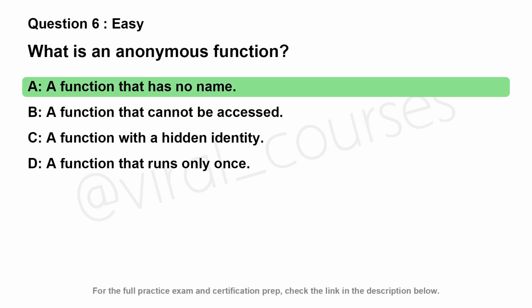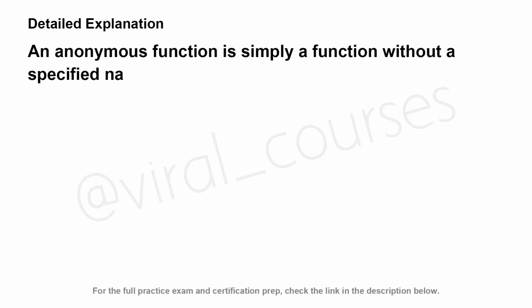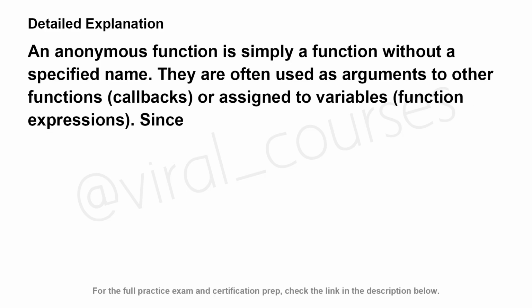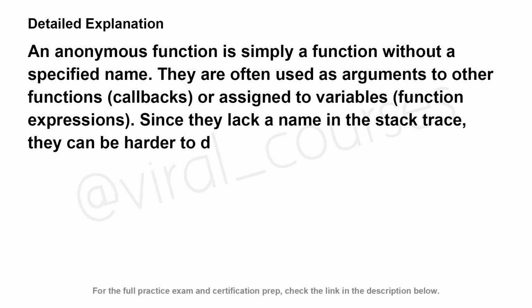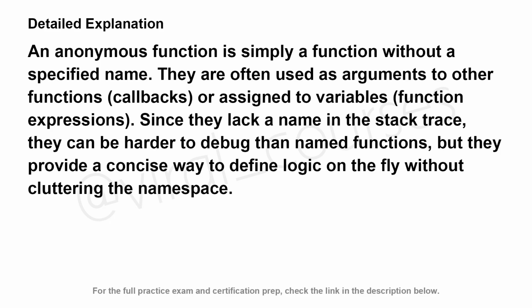The correct answer is A. An anonymous function is simply a function without a specified name. They are often used as arguments to other functions, callbacks, or assigned to variables as function expressions. Since they lack a name in the stack trace, they can be harder to debug than named functions, but they provide a concise way to define logic on the fly without cluttering the namespace.